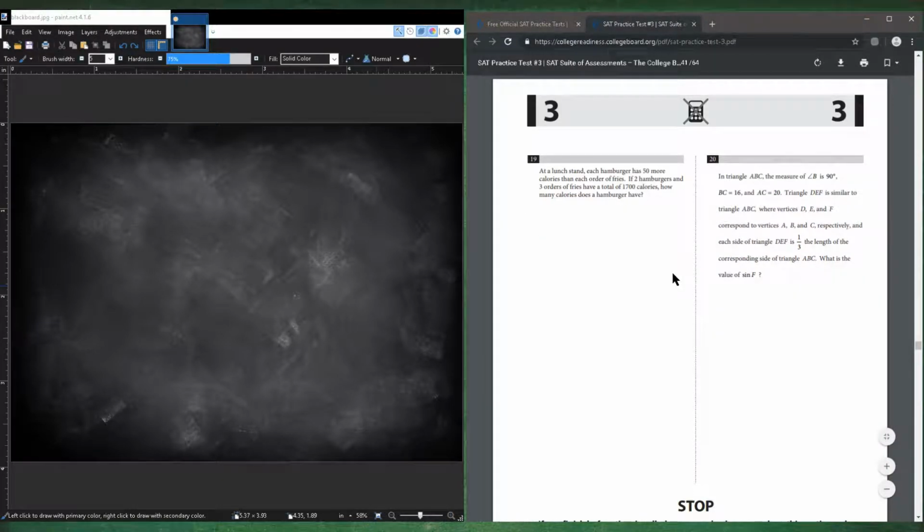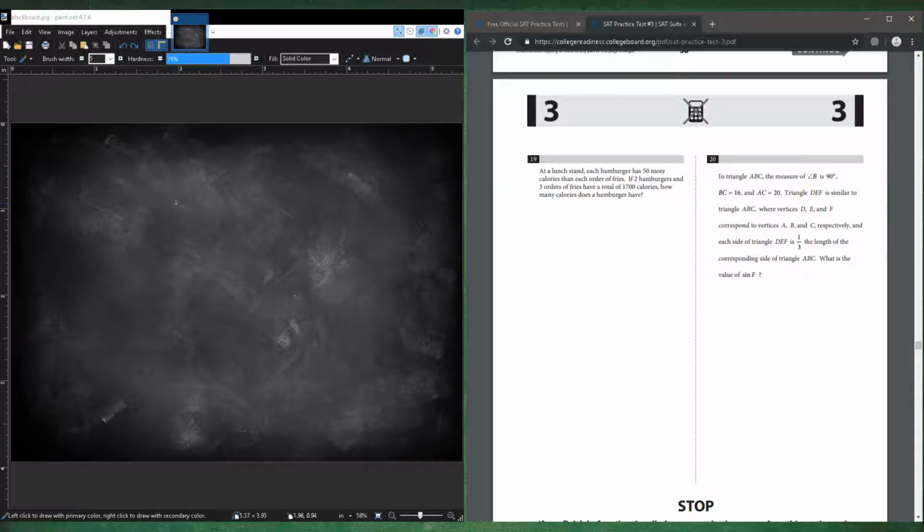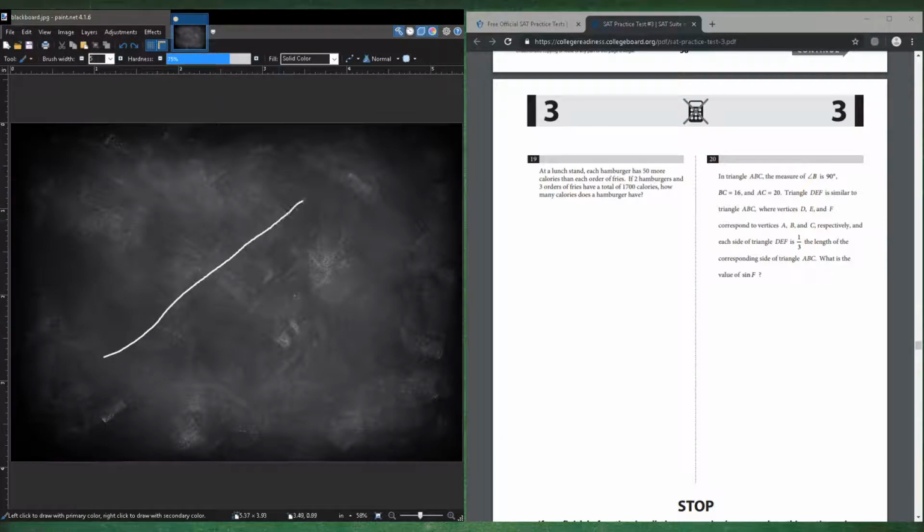Question 20, the last one. In triangle ABC, the angle at B is 90. Okay, let's draw the picture out first. Whenever they give you a triangle, I feel like you should always draw a picture. So angle B is 90 degrees, so it's a right triangle. Let's label the other points. Let's say this is A and this one's C. So BC is 16 and AC is 20.